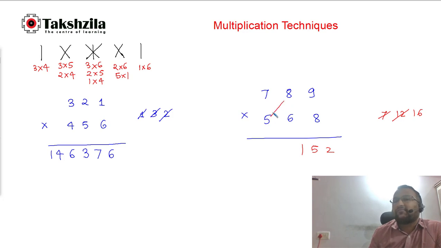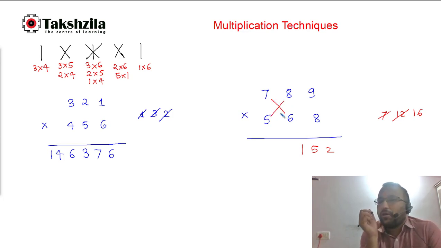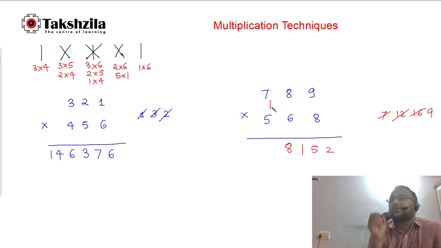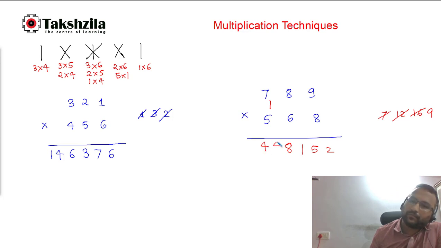After that, 8 5s are 40, 7 6s are 42. 42 plus 40 is 82, 82 plus 16, that is 98. 7 5s are 35, 35 plus 9 is equal to 44.